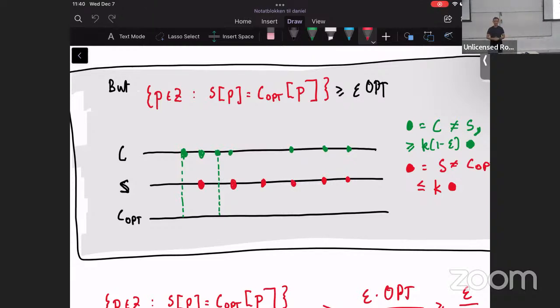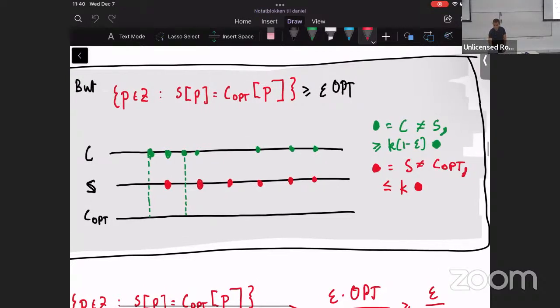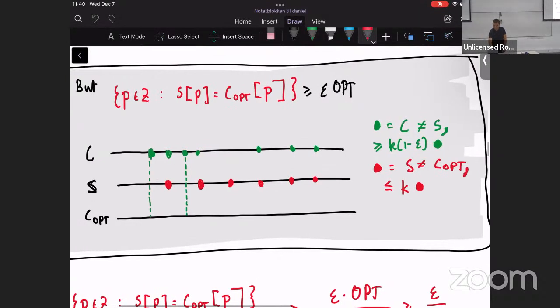So first, let the green positions be the positions where C differs from S. That's our set Z. We found S because it differed from C in many positions, at least 1 plus epsilon times K, where K is opt.